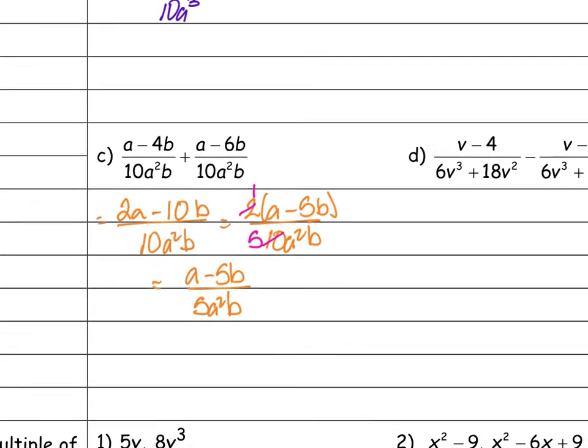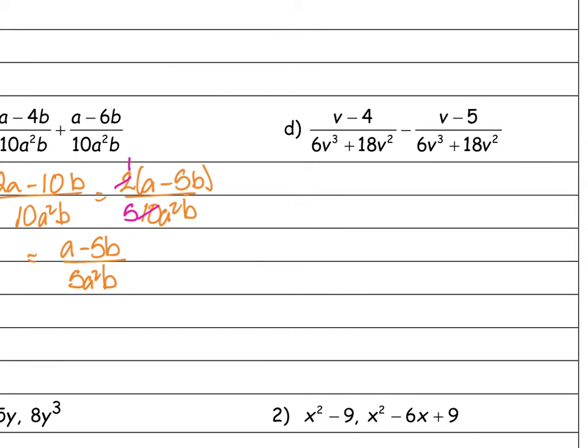Whew. And the last one is a subtract sign. So I'm going to get v minus v is 0. And negative 4 minus a negative 5 is 1. And since there's nothing that 1 will go into, I can just leave the denominator the same.